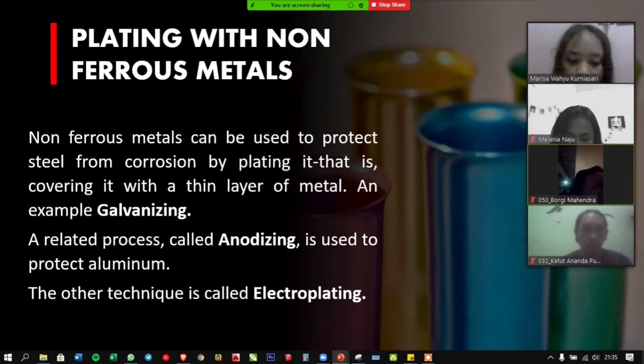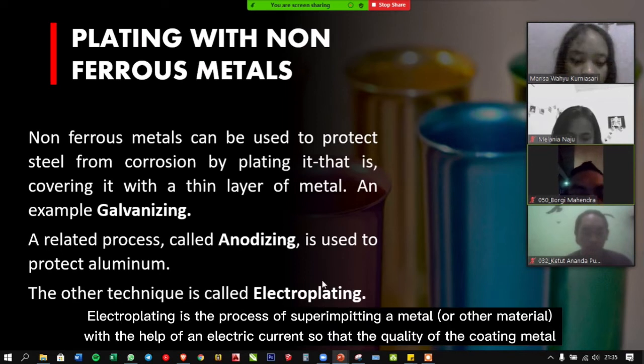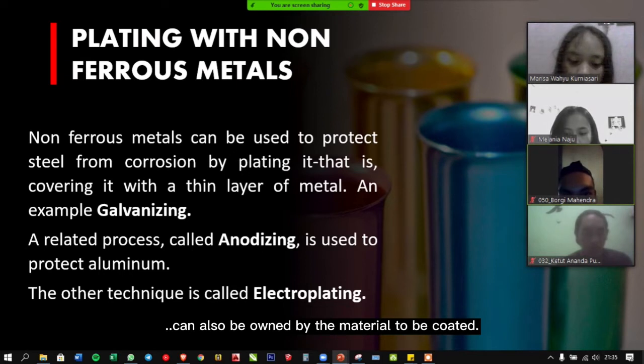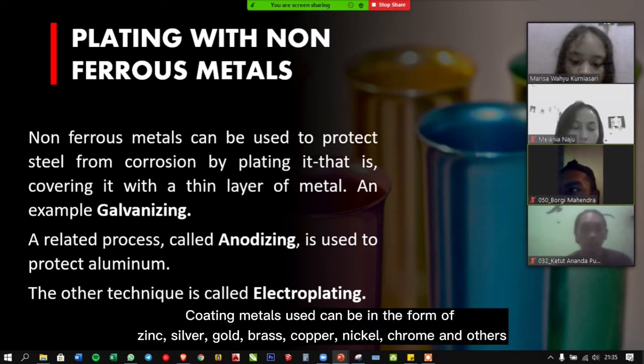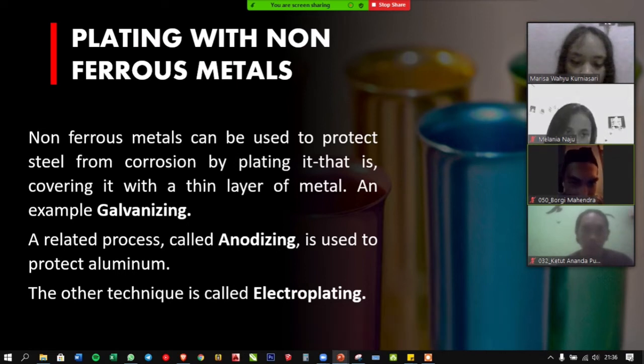The other technique is called electroplating. Electroplating is the process of superimposing a metal or other material with the help of an electric current, so that the quality of the coating metal can also be owned by the material to be coated. Coating metals used can be zinc, silver, gold, brass, copper, nickel, chrome, and others.